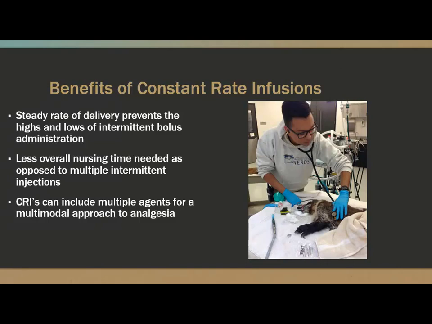CRIs can include multiple agents. You can get multimodal analgesia. So I know in our practice, if we have a big fracture repair or a disc disease dog that we're doing surgery on, we might want to run something such as a morphine and ketamine CRI, again, because we want multimodal pain management on board for those patients.